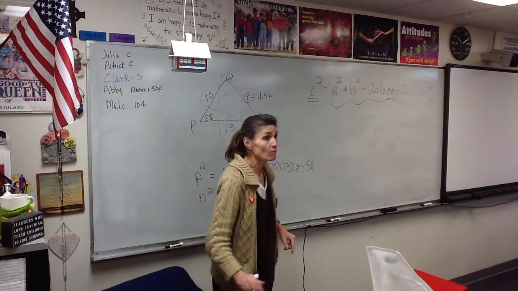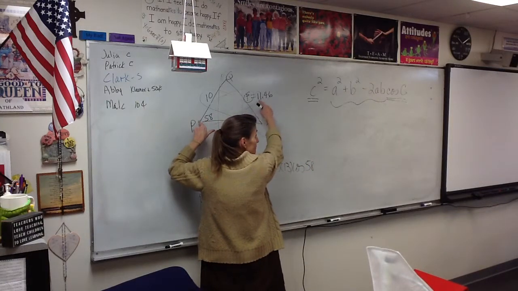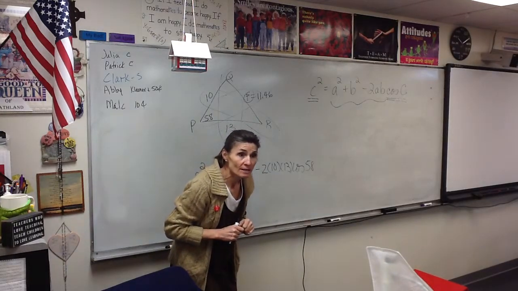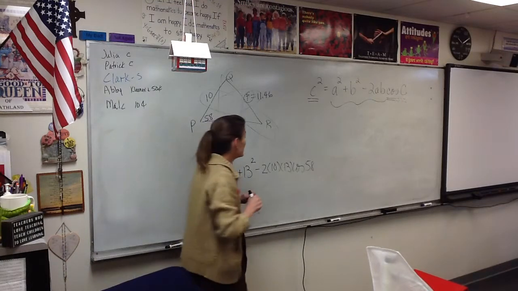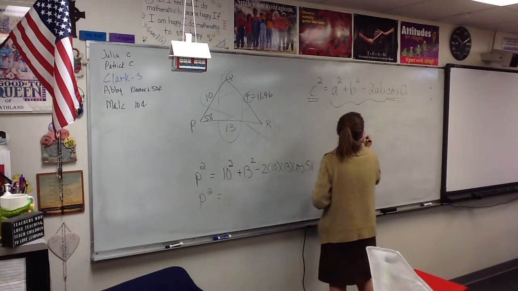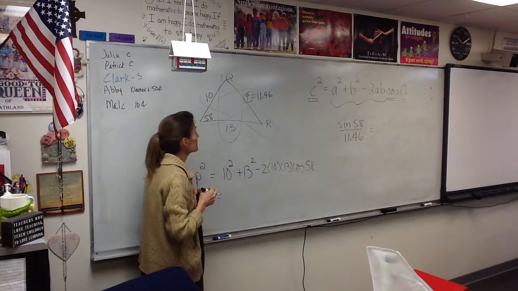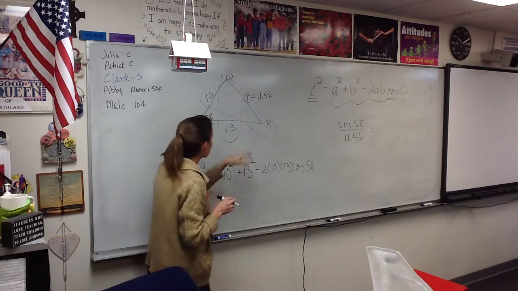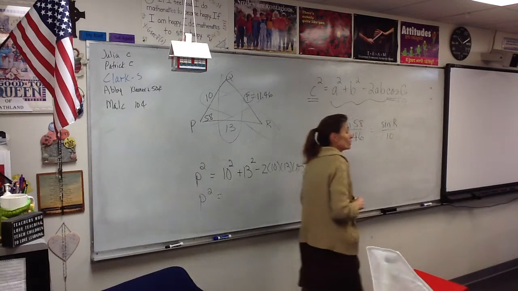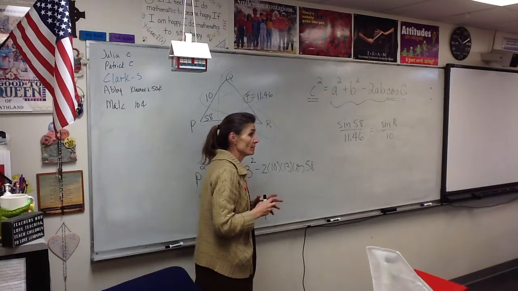Now, Ethan Topham's all over this. Ethan says, wait a minute, Mrs. Ford, what do I now have? A pair. So now I can use my law of sines to finish the problem. So I'll say sine 58 over 11.46 equals what? What do you want to say next? Sine R over 10. Could I have done sine Q over 13? Yes. You just have to pick one and do it.